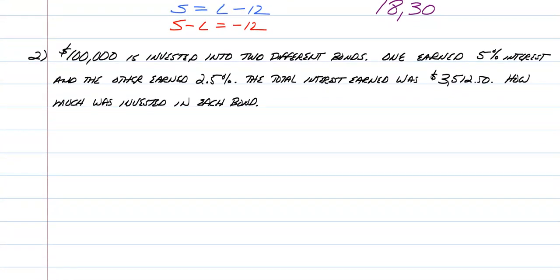Now the next one is a little bit different because it still has the sum, but this time it's going to have a percentage. Basically there's $100,000 that is invested in two different bonds. One bond earned 5%, the other bond earned 2.5%, and at the end of the year, the total interest made was $3,512.50. So how much was in each bond?